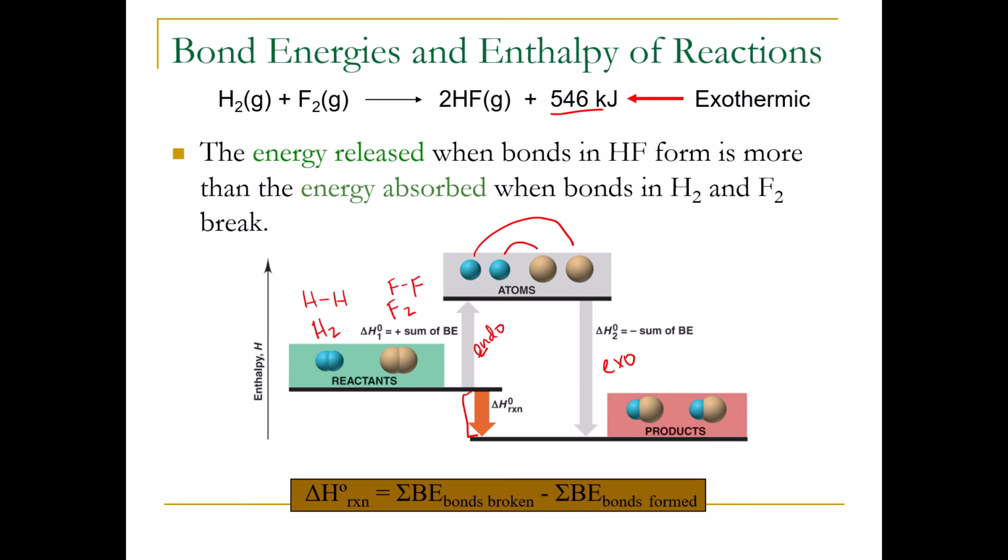So this leads us to our equation. The delta H of the reaction, or a close approximation, is equal to the summation of the bond energies that must be broken, so on the reactant side, minus the bond energies that are formed. If we have a positive value, it's an overall endothermic process, and if we have a negative value, it's an exothermic process.